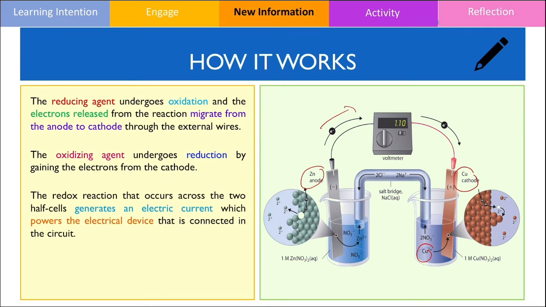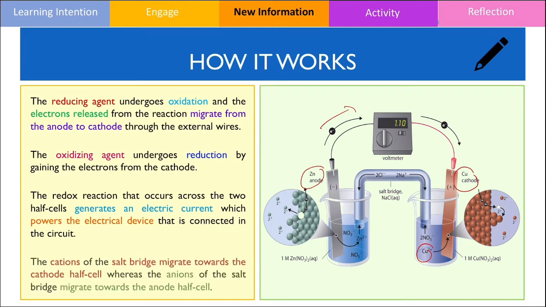It is very important to note that this process will only work when a salt bridge is present, which is composed of ions. The cations of the salt bridge will move towards the cathode half cell, whereas the anions of the salt bridge will move towards the anode half cell. Without the salt bridge, you will not be able to generate an electrical current, and I'll provide more detail on this later on. Let's now test our understanding.